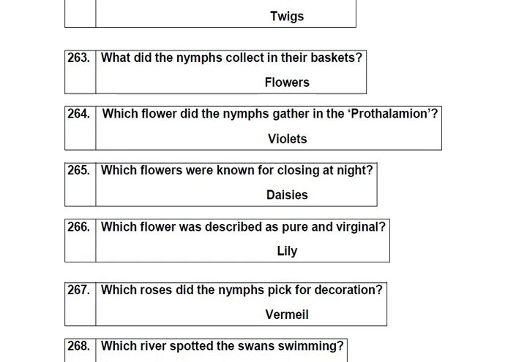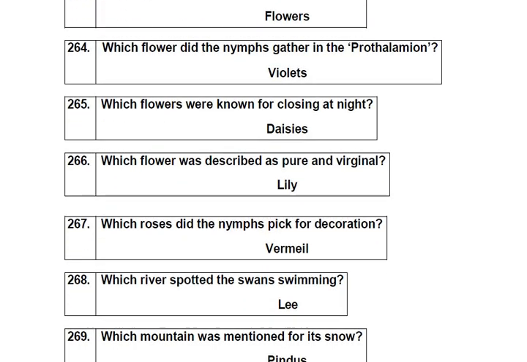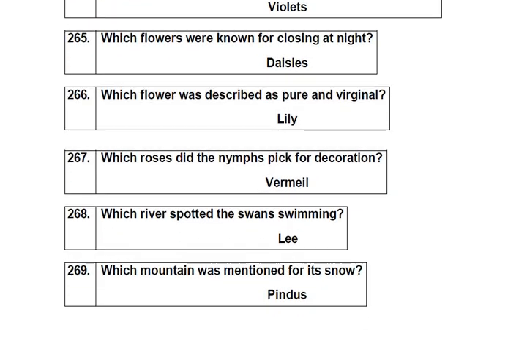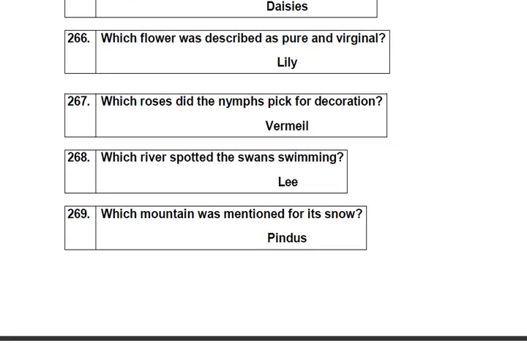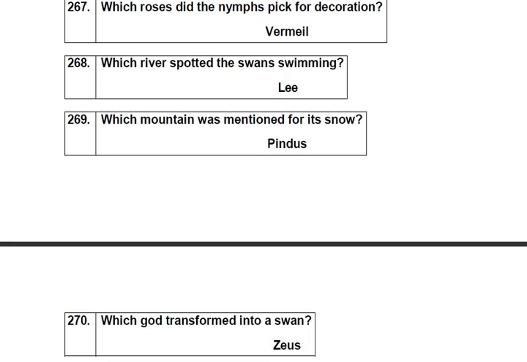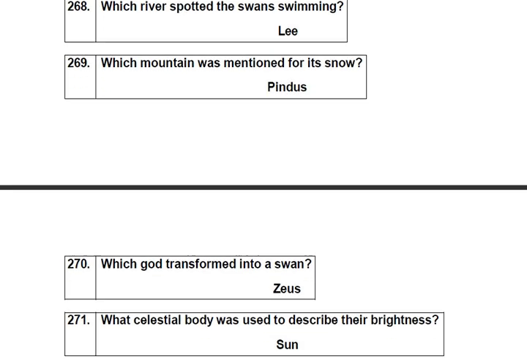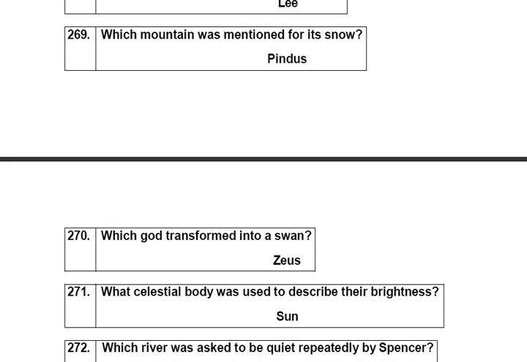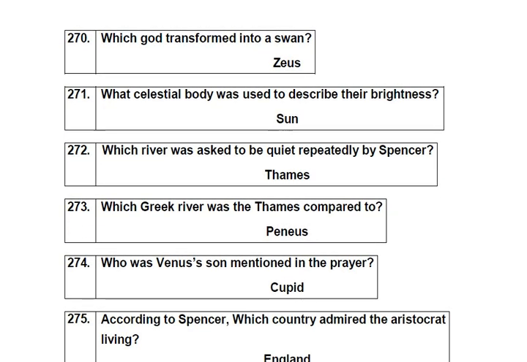What did the nymphs collect in their baskets? Flowers. Which flower did the nymphs gather in the Prothalamion? Violets. Which flower was known for closing at night? Daisies. Which flower was described as pure and virginal? Lily. Which roses did the nymphs pick for decoration? Vermeil. Which river saw the swans swimming? Lee River. Which mountain was mentioned for its snow? Pindus.